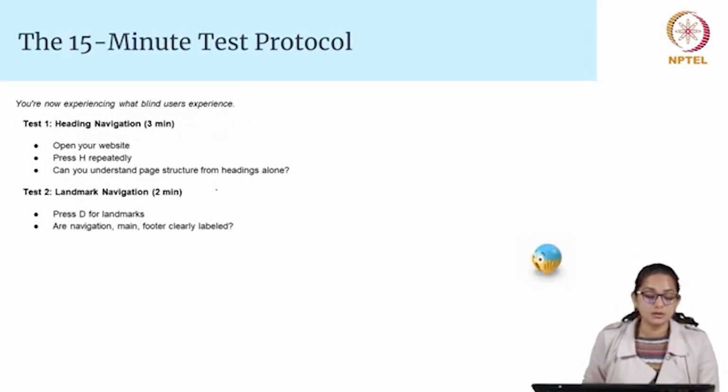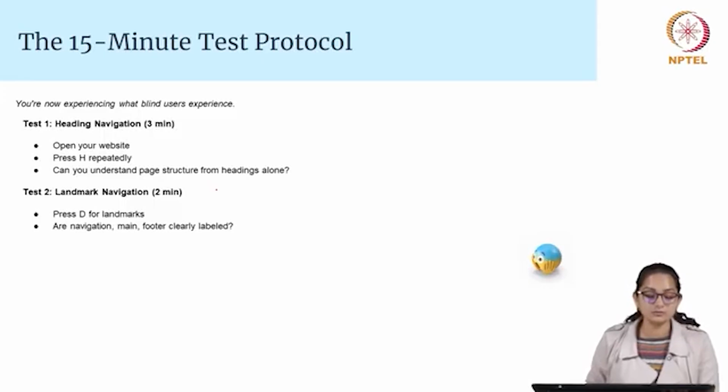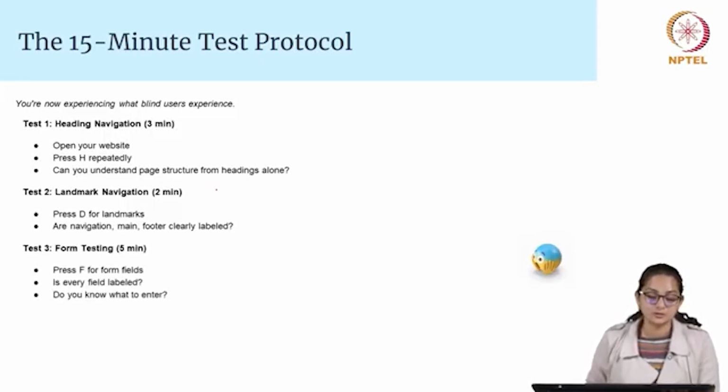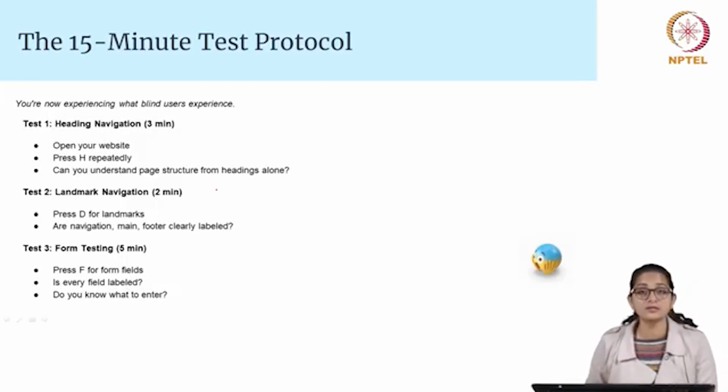Test 2, landmark navigation. Press D for landmarks. Are navigation, main and footer clearly labeled or not? Test 3, for the next 5 minutes, form testing. Press F for form fields. Is every field labeled or not? Do you know what to enter? Is the signifier of the form field being announced by the screen reader or not?